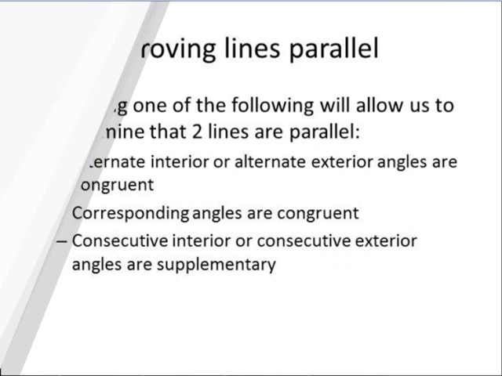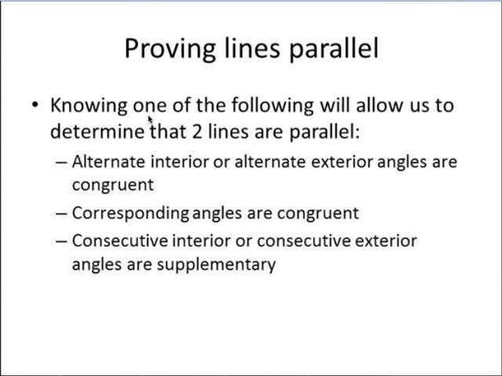Alright, so proving lines parallel, we know one of the following things that will allow us to prove that they're parallel. And so this is from the angle pairs that we learned last time. When we learned about the angle pairs, things like alternate interior angles are congruent, or corresponding angles are congruent, or same side interior angles are supplementary, those were all true only when lines are parallel. This is sort of like that, just in the opposite direction.